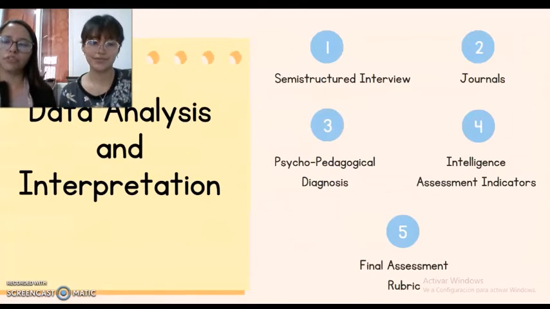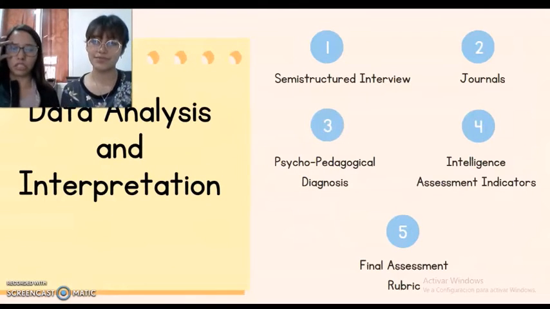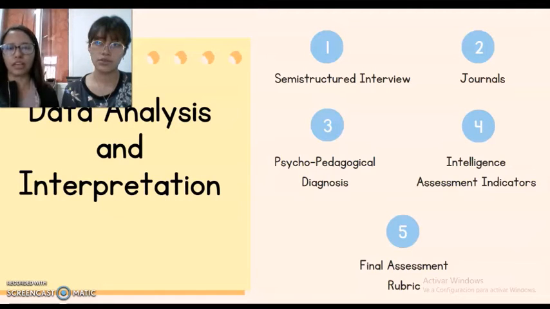Well, now it's time to talk about our data analysis and interpretation. It is important that you remember our 5 instruments. We made a detailed analysis and interpretation in our written document, but in this part we're going to show you the most general view of them with the most specific characteristics.